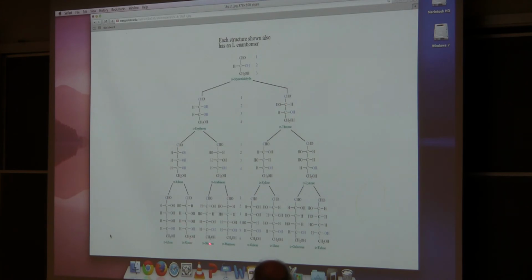If you looked at glucose and you looked at mannose carefully, you would see that mannose is an epimer of glucose because it only differs in the configuration of this carbon right here. Everything else is the same.